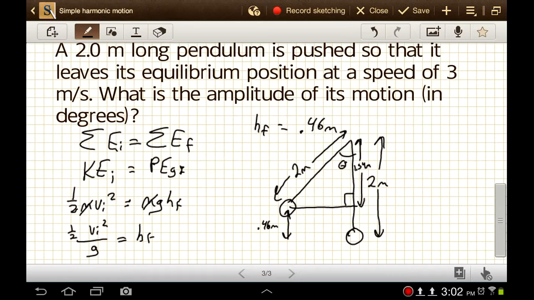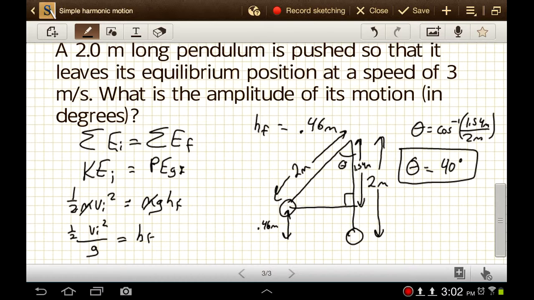And so then theta is equal to the inverse cosine of 1.54 meters divided by 2 meters, the length of our hypotenuse there. And so we get for our maximum value of theta a value of 39.6 degrees. And looks like I just had one sig fig there, so we'll call that 40 degrees. That is our maximum angle there. So the amplitude is 40 degrees. It swings 40 degrees to the left, and then it comes back to the middle, and then 40 degrees to the right, and so on like that.